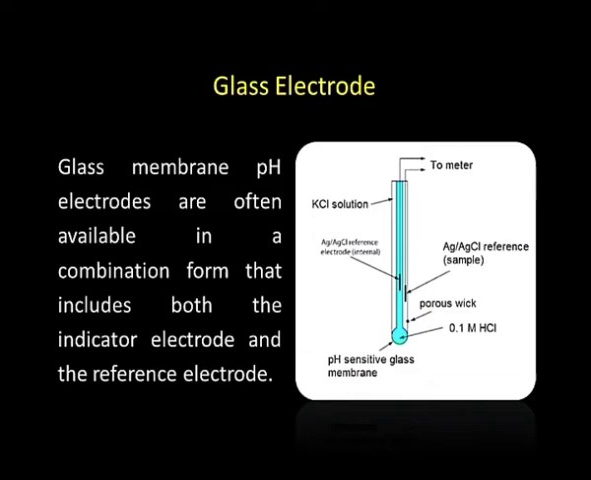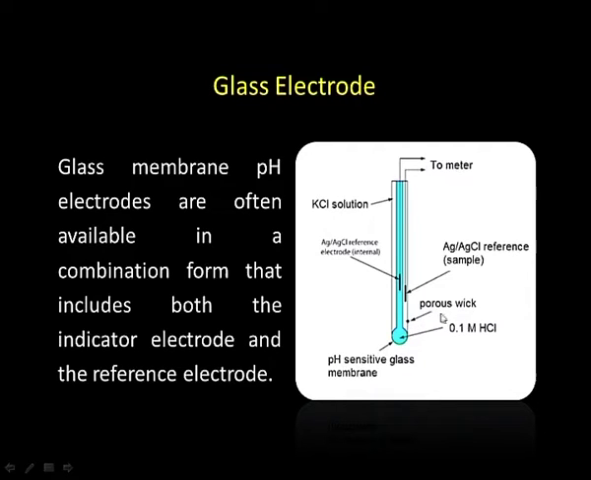In this case, we can see we have a pH sensitive glass membrane at the bottom in which 0.1 molar KCl is filled. Now, we have a porous wick, as in the case before. Here we have a silver chloride reference on the outer side and a silver chloride reference as internal electrode on the inside, and outside, KCl solution is filled.